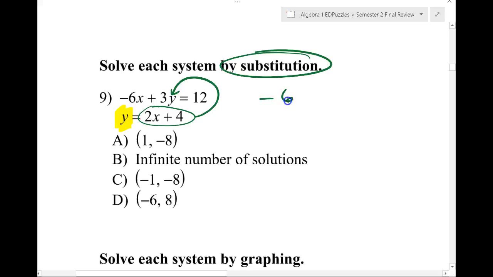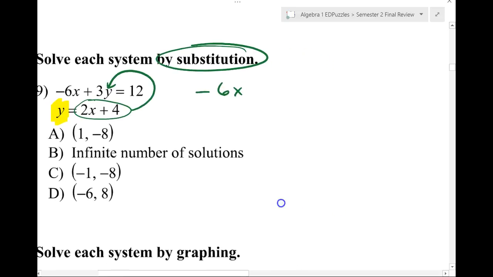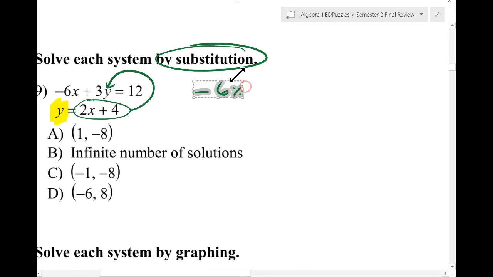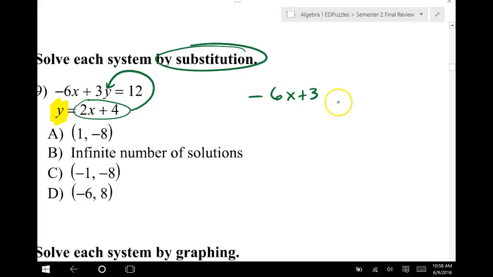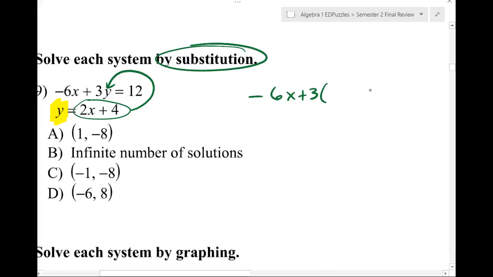So now I have 6x. Actually, let's move this over a little bit. Oh, look, magic. Okay, so now 6x plus 3y. Oh, sorry, not 3y. We're going to plug in for y. Remember, anytime you plug something into an equation, you want to use parentheses. Okay, so now 2x plus 4. Again, I just took that and plugged it in there. Equals 12. Now just solve it.